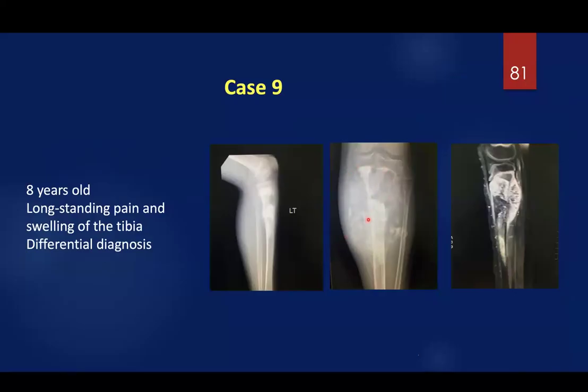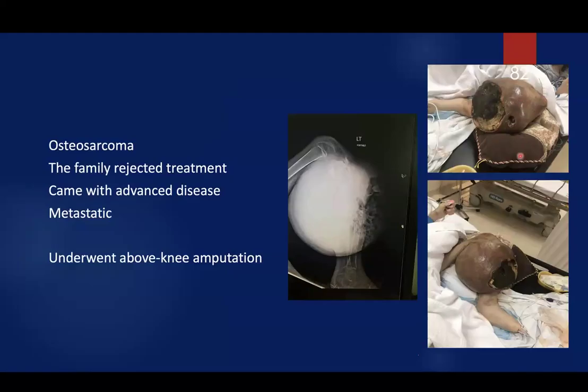Again, they refused. They went for traditional medicine and stuff like this. And they came to my clinic with this huge soft tissue lesion, complete destruction. And look at this fungating mass over in this area. She underwent emergency above-knee amputation. Unfortunately, she developed metastasis, and as far as I know, we took her metastasis out from her lung, and she's currently living with an amputation.